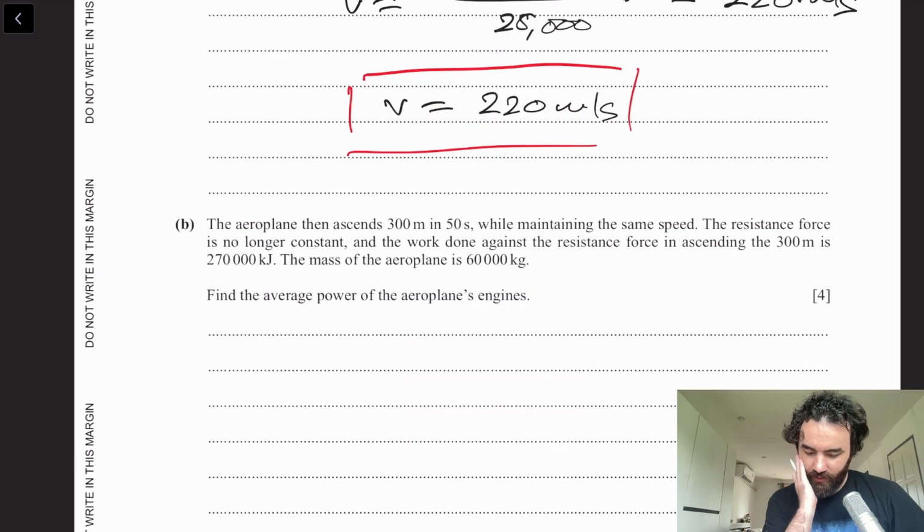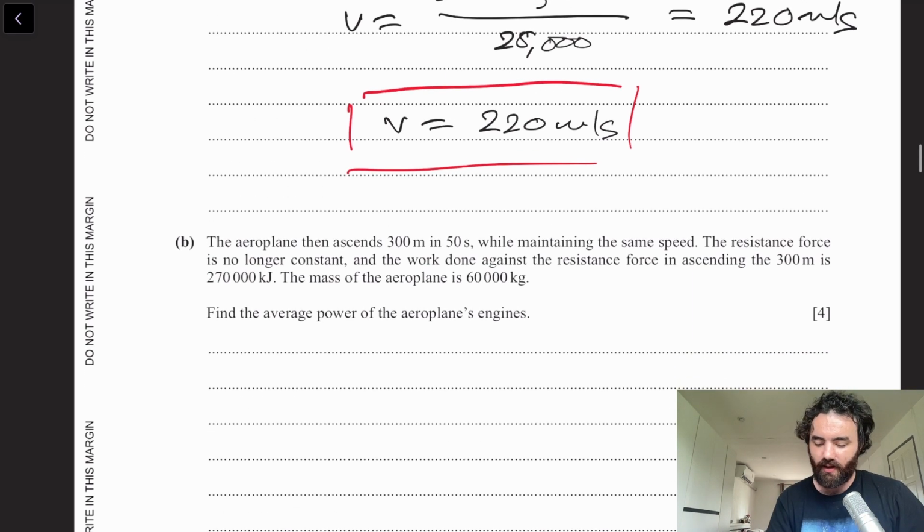Okay, the airplane then ascends 300 meters in 50 seconds while maintaining the same speed. The resistance force is no longer constant. The work done against the resistance force in ascending the 300 meters is this. The mass of the plane is that. Find the average power. Okay, so I did a whole video. It's called the work energy video.